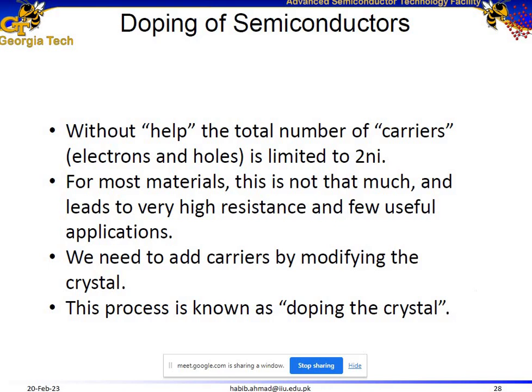You would like to have higher carrier concentration for silicon or for other kinds of semiconductors so that you can achieve higher performance. So for that purpose, we modify the crystal in a way to increase the carrier concentration, and this method of modification is called the doping of the crystal.